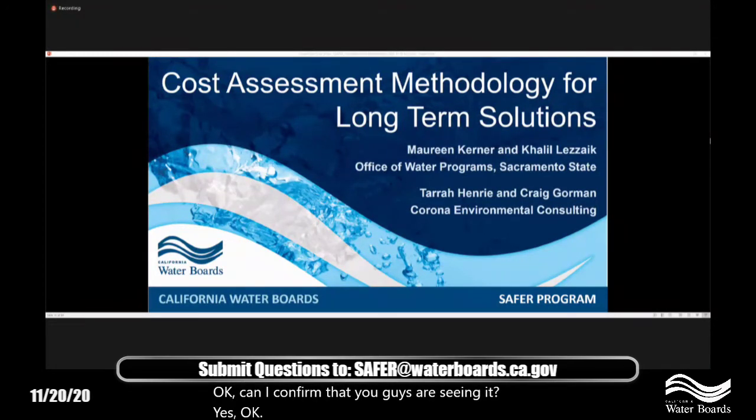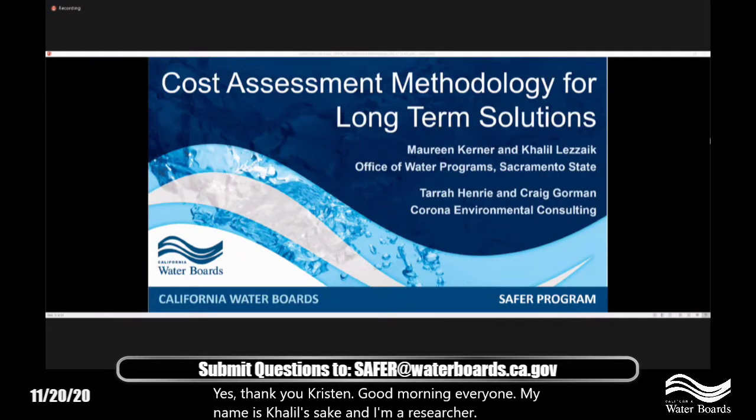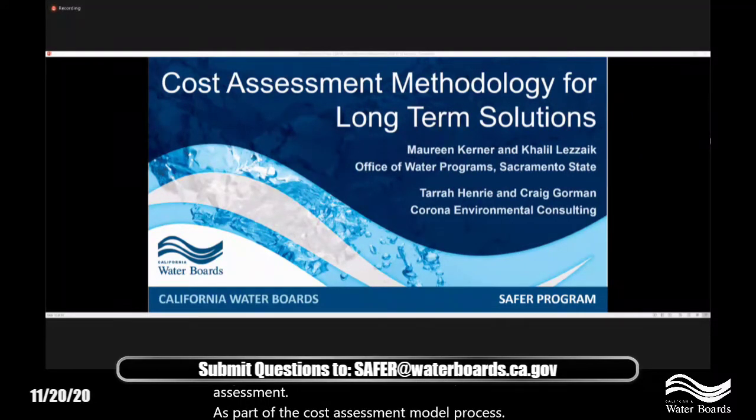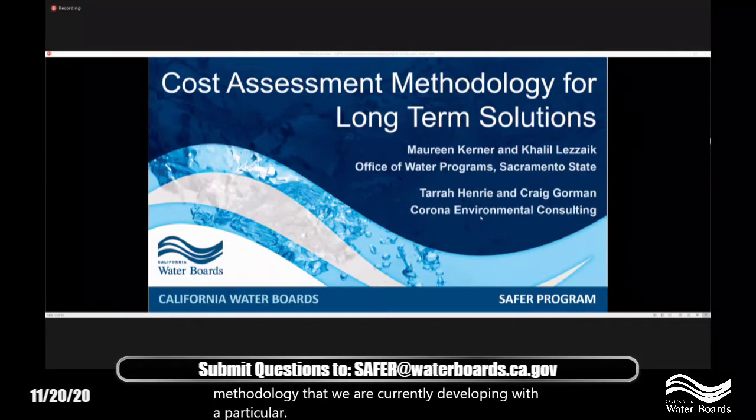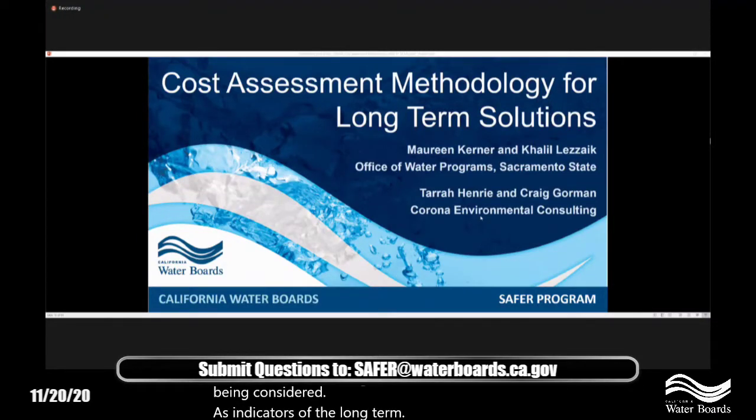Good morning, everyone. My name is Khalil Zaik, and I'm a research engineer with the team at the Office of Water Programs at Sacramento State. We have been working on developing a sustainability and resiliency assessment as part of the cost assessment model process. My objective today is to present you with an overview of the sustainability and resiliency assessment methodology that we are currently developing, with a particular focus on the potential metrics that are being considered as indicators of the long-term efficiency, efficacy, and effectiveness of the potential modeled solutions.